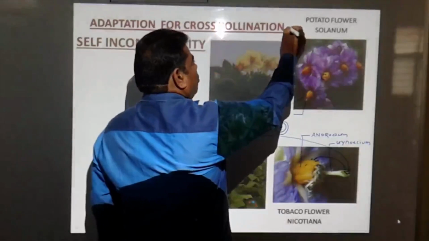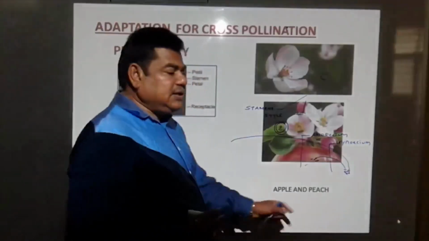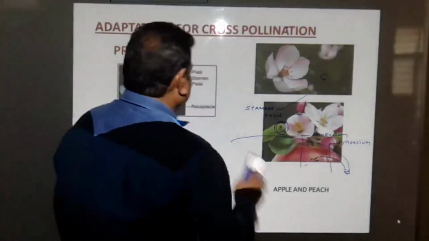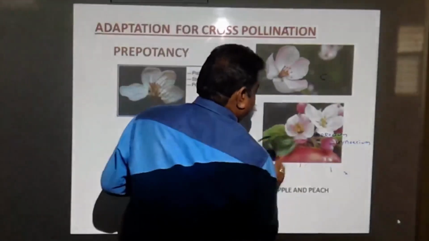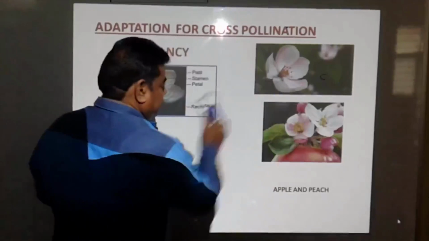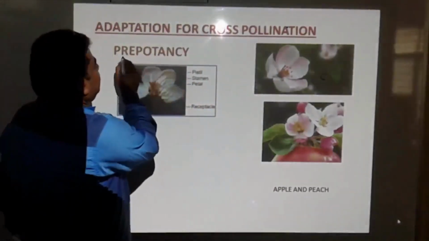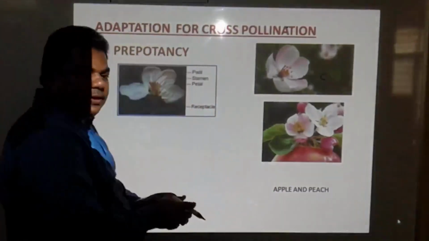Self-incompatibility occurs in the potato flower and in the tobacco flower. The next phenomenon is carried out in the case of apple or peach. We call it prepotency.